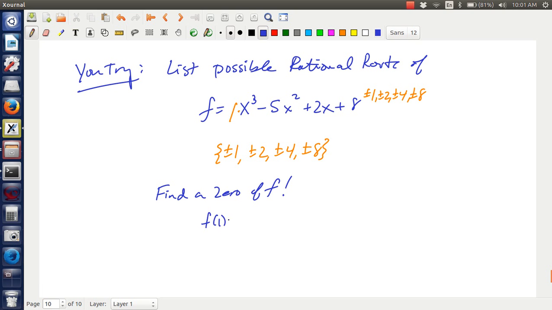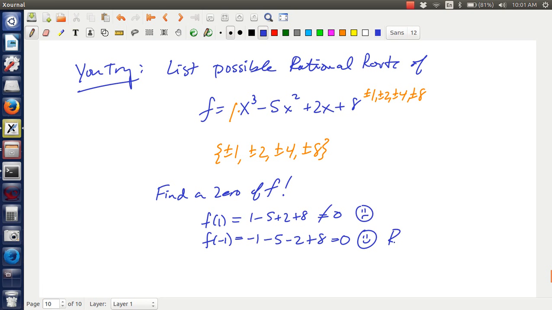So try f of 1, try f of minus 1, then you're going to try f of 2 and f of minus 2, and so on and so forth. So let's see. This is going to be 1 minus 5 plus 2 plus 8, which is not equal to 0, so we are unhappy. But then what about negative 1? Does it work? We get negative 1 minus 5 minus 2 plus 8 is equal to 0. So we found a root.